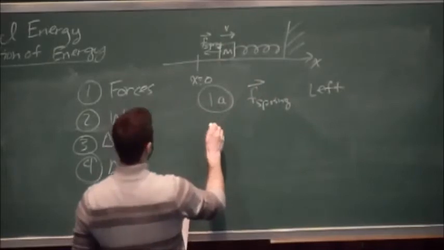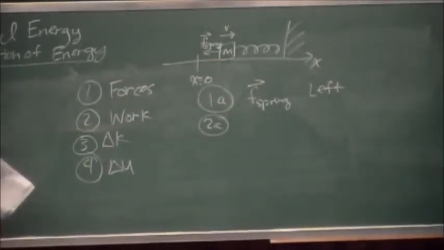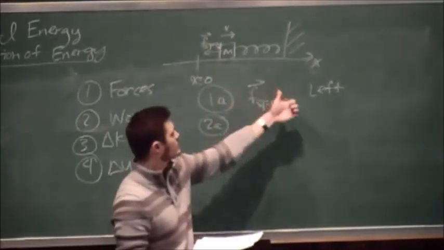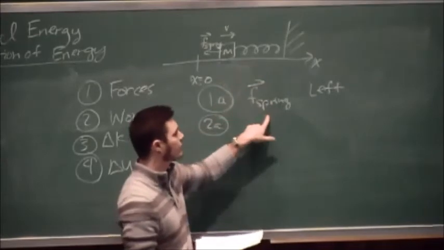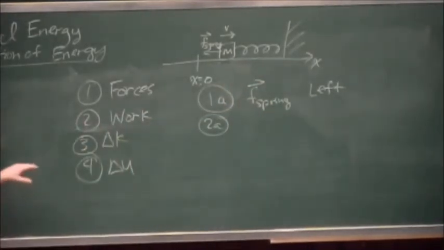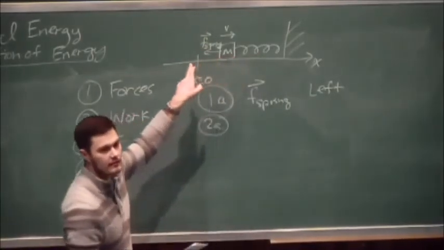Okay, so what about 2A? Now I'm focused on the mass. That's the thing that I'm interested in. We know that this spring is being compressed. And so it's applying a restoring force to the left. Just like the ball being tossed up, what kind of work now, not Earth, but the spring, is doing on this mass?